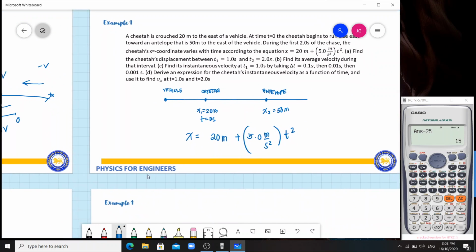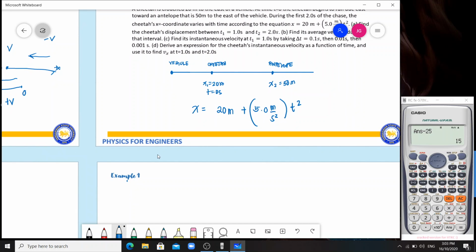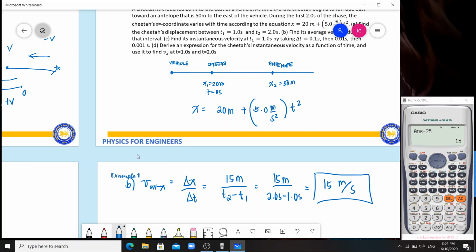Find its average velocity during the interval. We are asked to find the V average. Okay? And V average is equivalent to delta x over delta t. Ang delta x natin is 15 meters. Ang delta t natin is t2 minus t1. Okay? 15 meters, t2 is equivalent to 2.0 seconds minus 1.0 seconds. That is equivalent also to 15 meters per second. Okay? Applying the significant figures, we have the fewest, which is two significant figures. So, voila. This is the final answer.